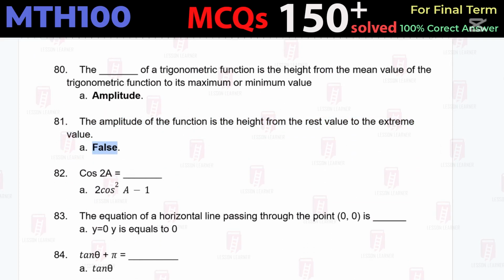cos 2A is equal to 2cos²A - 1. The equation of a horizontal line passing through the point (0, 0) is y = 0.